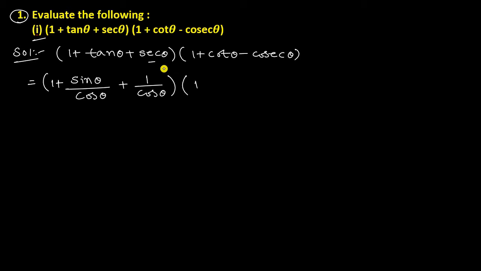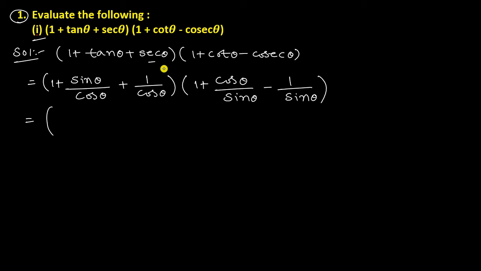into 1 plus, now we have cot theta. Cot theta is the ratio of cos theta and sin theta, which means we can write cot theta as cos theta divided by sin theta, minus cosecant theta is the reciprocal of sin theta. So we can write it as 1 by sin theta, that equals to.